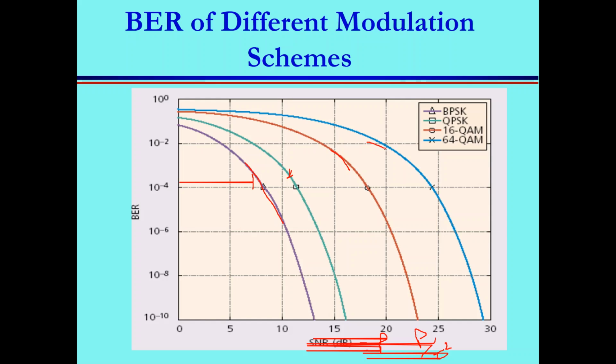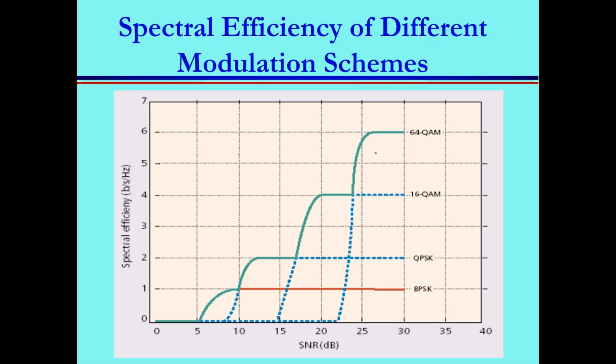What do you notice here? As the modulation order increases, the bit error rate performs worse. Yes? For example, if I ask you which one has the best bit error rate performance, BPSK, first one, worst, 64 QAM. Now, what's the difference between each two? That is also something that we can look at. Now this is the bit error rate.